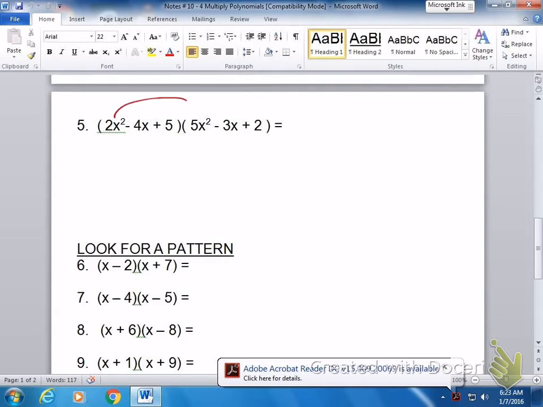I have 2x squared times 5x squared. 2 times 5 gives me 10. And then I have x squared times x squared, which is x to the fourth. Now distribute to the next one.